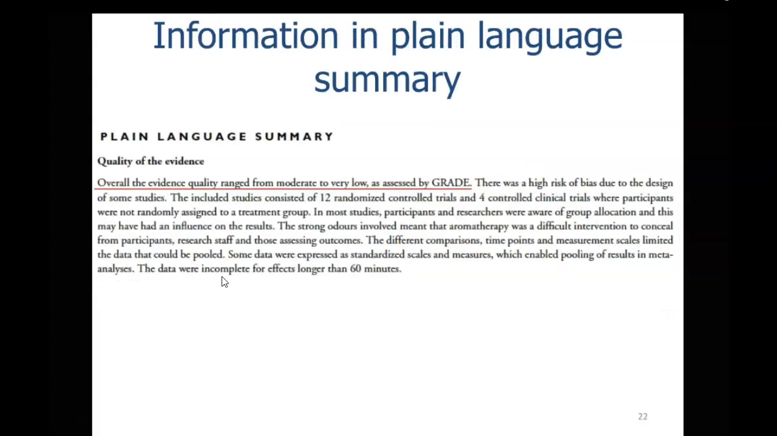Here's another example of a plain language summary, and even the first sentence on the quality of the evidence says clearly, overall the evidence quality ranged from moderate to very low as assessed by GRADE. And if you think back to the slide, it's going to take me too long to go back to it, but where it gave us those ratings: high, moderate, low, and very low, I believe it was. But there's 4 of them. That's basically what you're looking for in what is highlighted here.